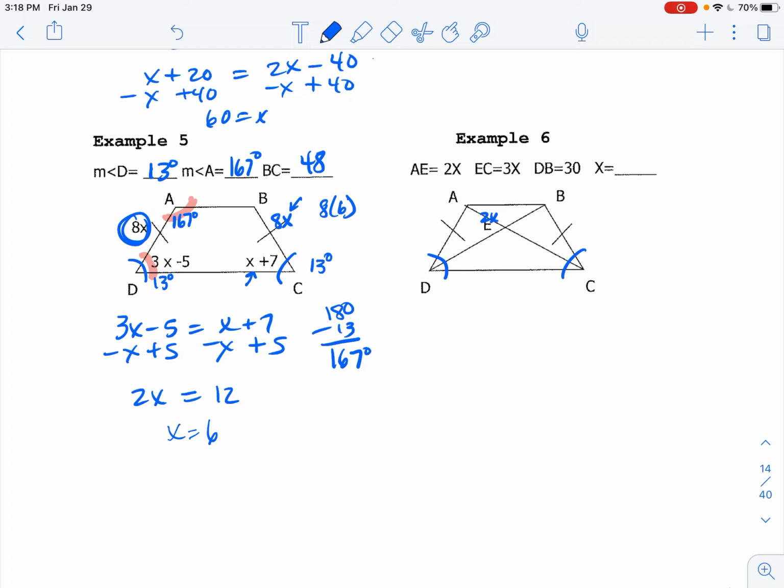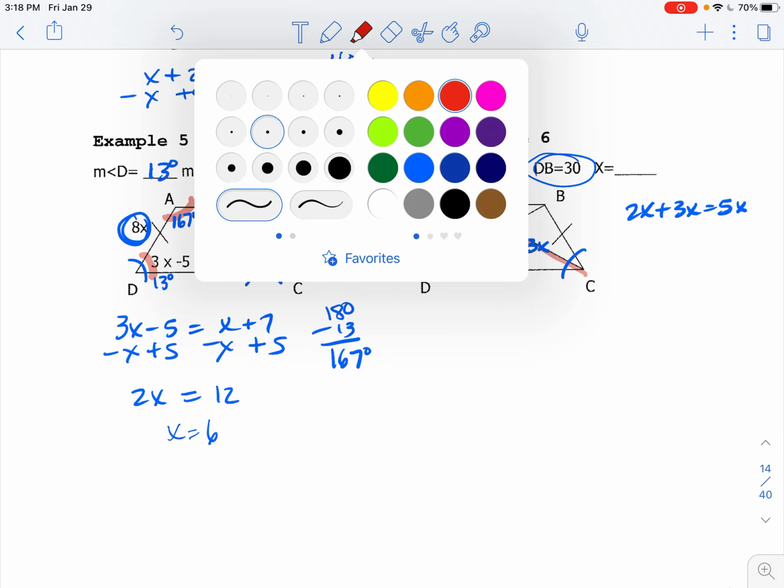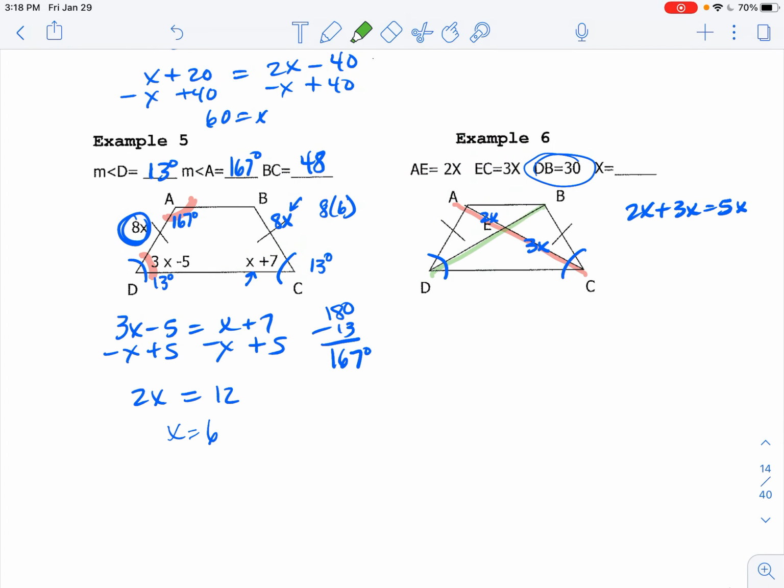Okay, so we know that EC is 3x. So this diagonal here, 2x plus 3x, is equal to 5x. That's what that length of the diagonal is. And then we also know that DB, that's the other diagonal, is equal to 30. So I know that 5x is equal to 30, and so if I divide both sides by 5, x is equal to 6. And I think we're done with our trapezoid notes.